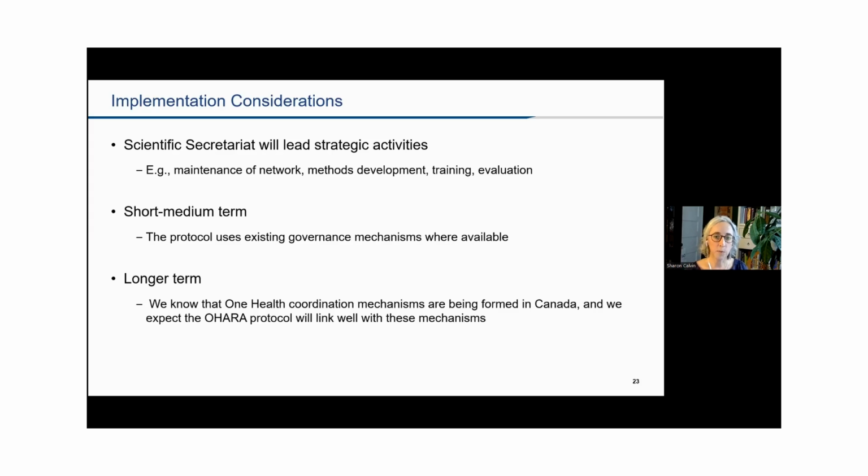In the short term, the protocol uses existing governance mechanisms where available. So, for example, it suggests issue-specific and ad hoc steering committees and using existing networks or existing committees where they're available. In the longer term, though, we know that various groups are working on One Health coordination mechanisms on a larger scale, and so we expect that the OHARA protocol/framework will link well with these other mechanisms.